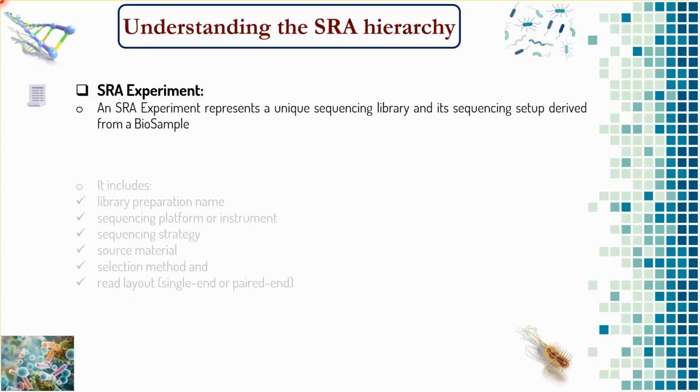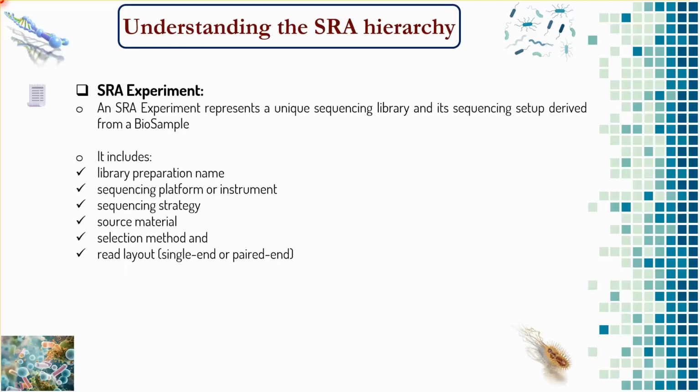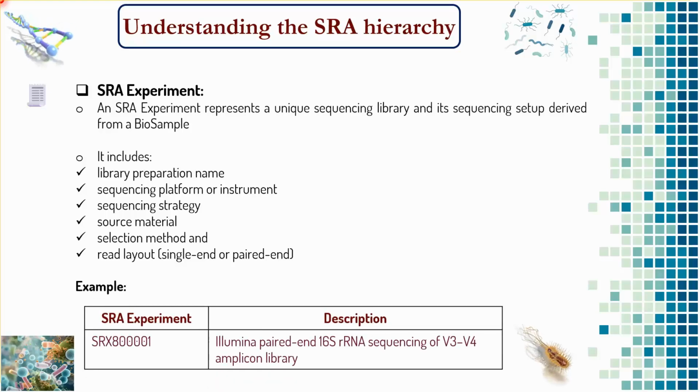It includes library preparation name, sequencing platform or instrument, sequencing strategy, source material, selection method, and read layout, that is single end or paired end. For example, this SRA experiment represents an Illumina paired end 16S rRNA sequencing of a V3-V4 Amplicon library.